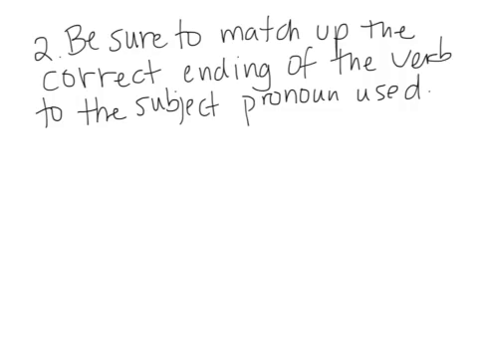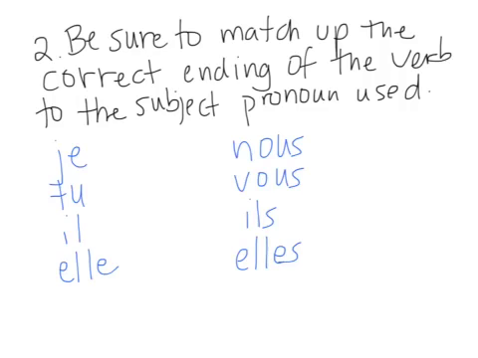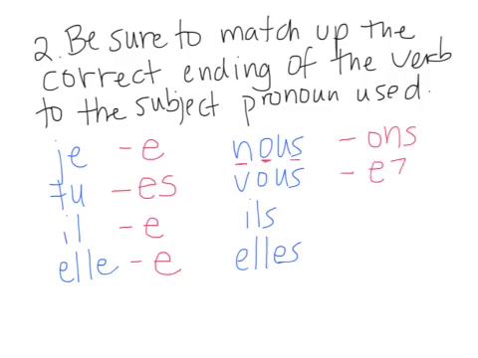Second, be sure to match up the correct ending of the verb, what you're adding to the root of the verb, to the subject pronoun you are using. The endings are as follows. For je, you add the letter E. Remember, the tu form always has two letters, ES. Il and elle singular also end in just E. The nous form ends in ONS. Remember, we find it right in this word, nous, ONS. The vous form, again, is the EZ ending to remember. And il and elle pluriel, we find them at the end of the list.